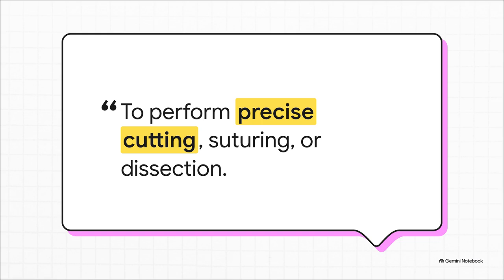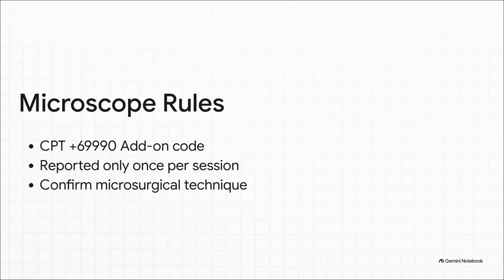The operative report has to clearly detail that the surgeon utilized the microscope to perform precise cutting, suturing, or delicate dissection of neural, vascular, or tumor tissue. The specific add-on code for this microsurgical technique is 69990.